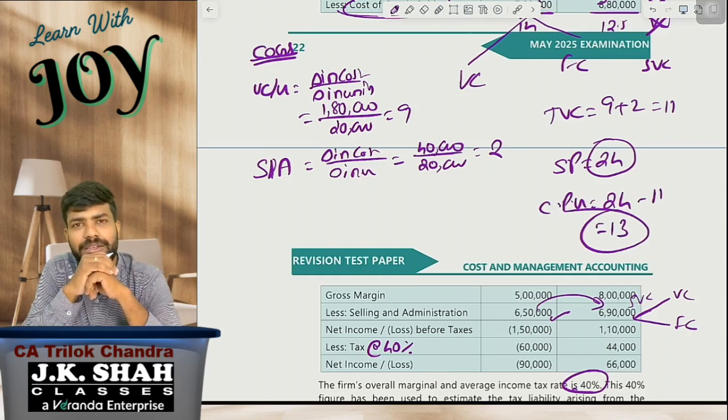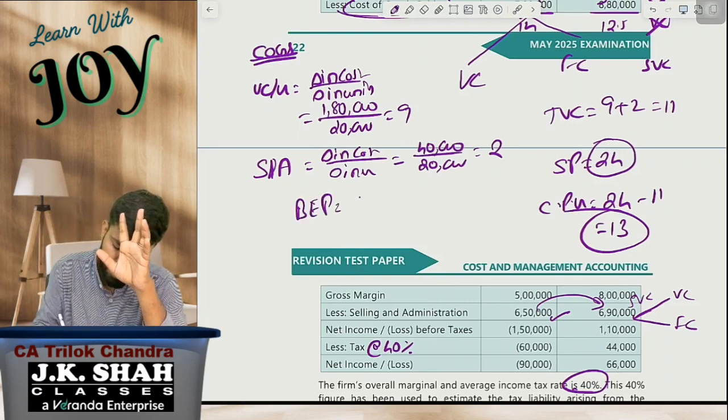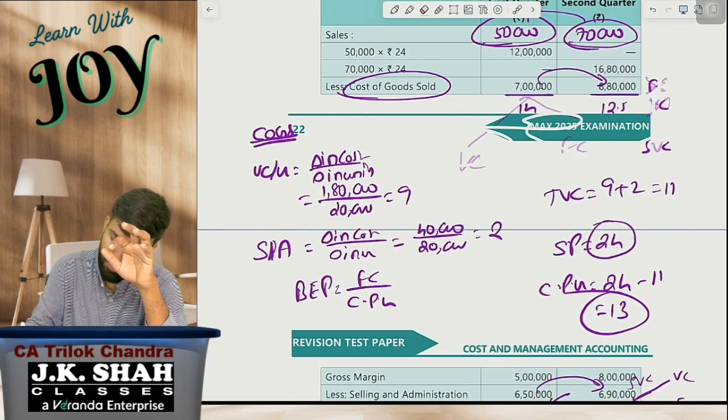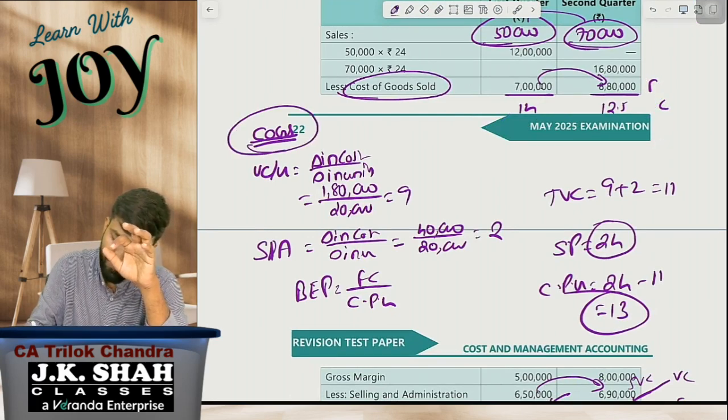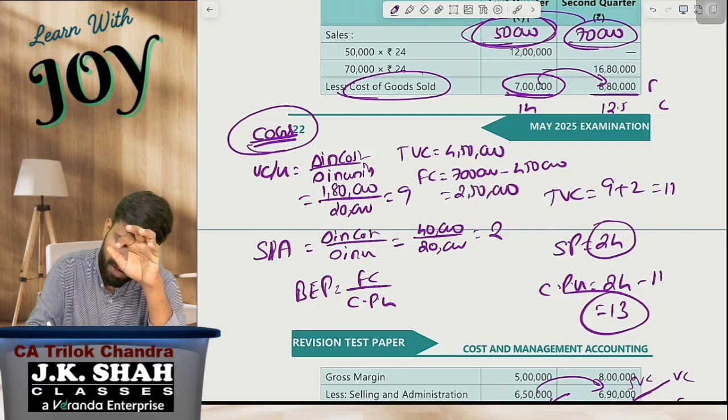Are you understanding? All of you? Okay, so this is how we calculate contribution per unit. Now they are asking for the break-even point. Break-even point equals fixed cost divided by contribution per unit. So listen, let me calculate the fixed cost. How to calculate fixed cost? When it comes to cost of goods sold, first quarter is 7 lakh. How many units? 50,000. So total variable cost equals 50,000 into 9, 4 lakh 50,000. Fixed cost equals total 7 lakh rupees minus 4 lakh 50,000, which equals 2 lakh 50,000 from the cost of goods sold.